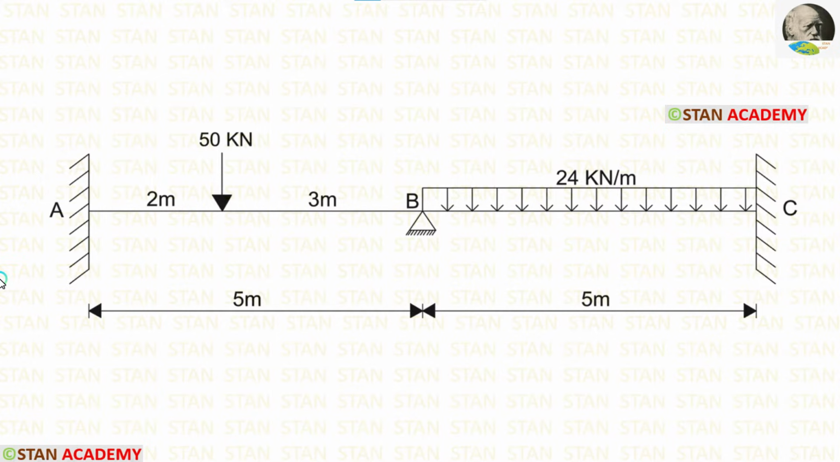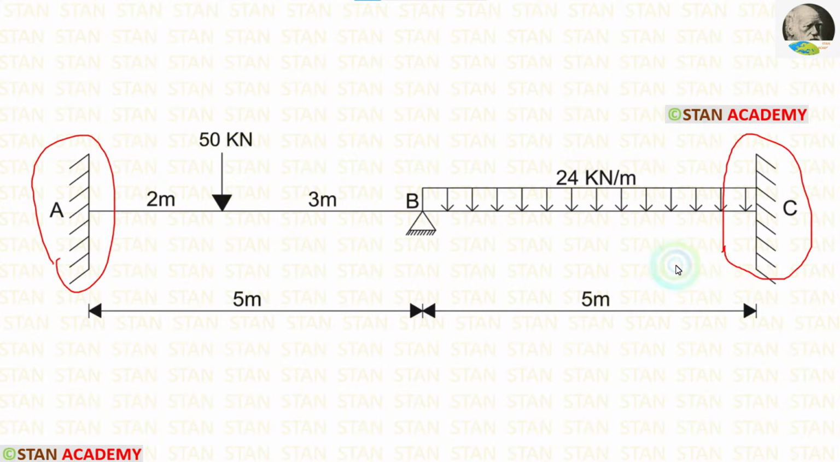Now let us see the beam. In this beam, there are two spans, span AB and span BC. In the span AB, there is a point load of 50 kN acting at 2 meter from the point A. In the span BC, there is a uniformly distributed load of 24 kN per meter acting for the full span. At point A and point C, we have fixed supports. At point B, there is a hinged support.